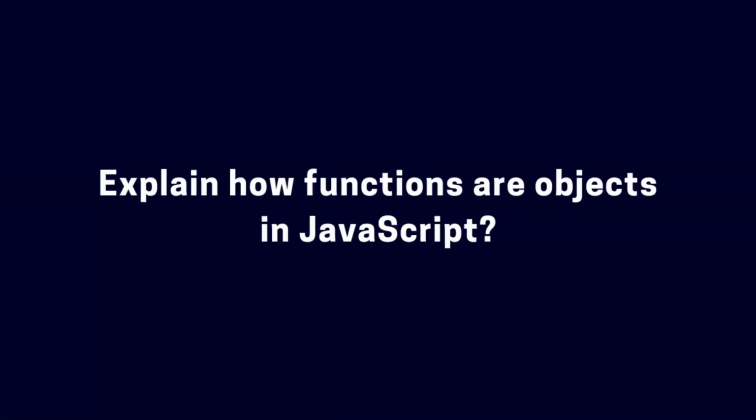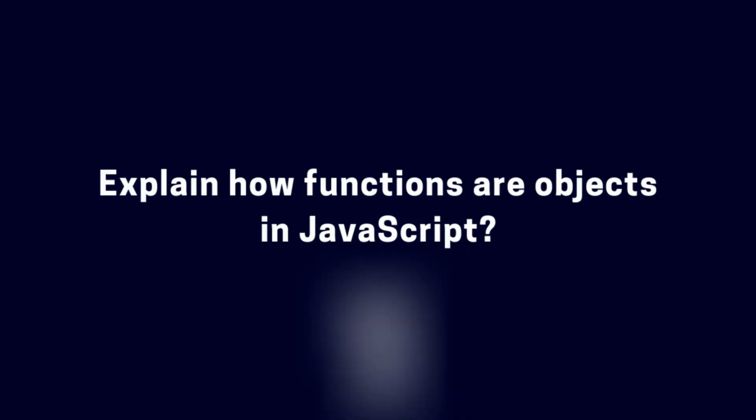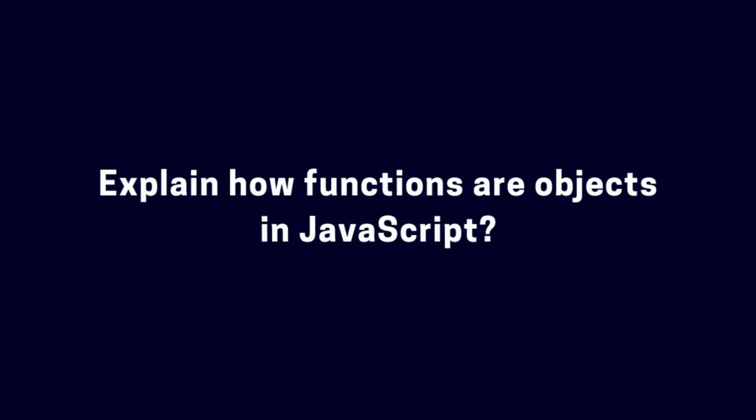Explain how functions are objects in JavaScript. Internally, functions are represented as objects in JavaScript, meaning that they have properties and methods.